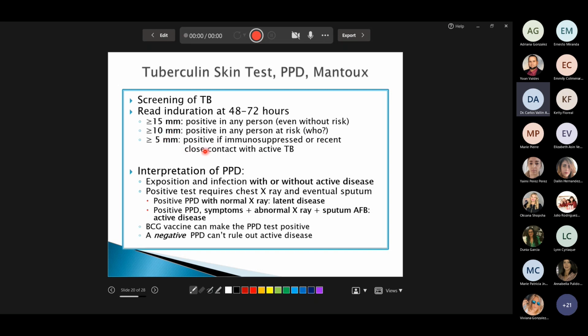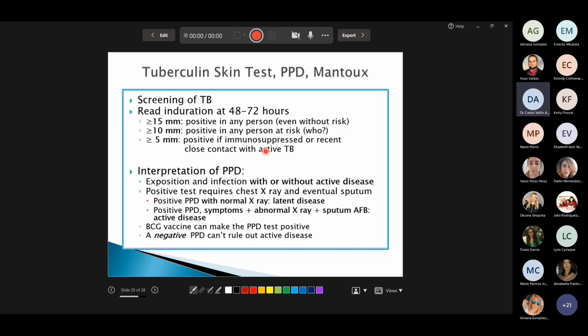By the way, if a person has been in close contact, is living with a person with active tuberculosis, when the active tuberculosis is diagnosed, the person that lives with the patient is going to be tested also. And 5 is positive, even if the person is immune competent. It is a variation and a specific case.